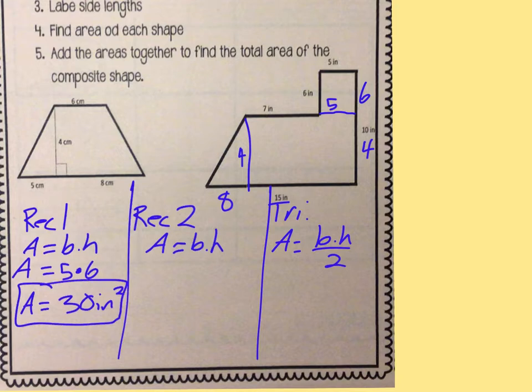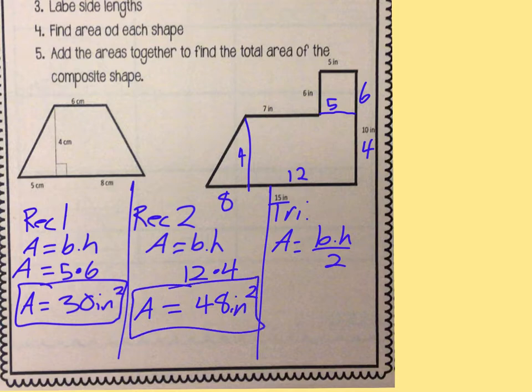Second rectangle, do I have a base? Let's talk about that for a minute. We found that this was 8 and the whole thing was 15. So if that's 7 and that's 5, that's 7 plus 5 is 12. So from here to here is 12. We needed that measurement. So we have the base is 12 and our height is 4. I know it looks weird, but it is 4. And we've got 48 inches squared.